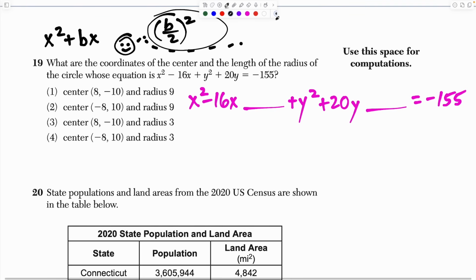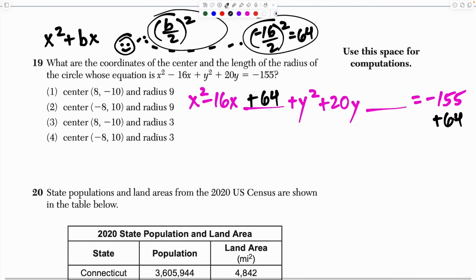Our b value over here is negative 16. If I divide that by 2 and square it, I get negative 8 squared, which is 64. That's the mystery number that we want to add to both sides. I'm going to go plus 64 on the left, and then I have to do the same thing on the right side, plus 64.